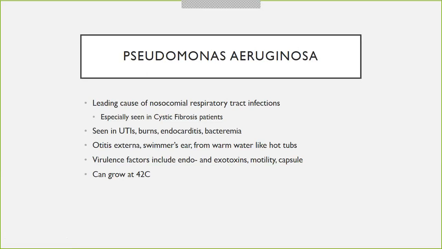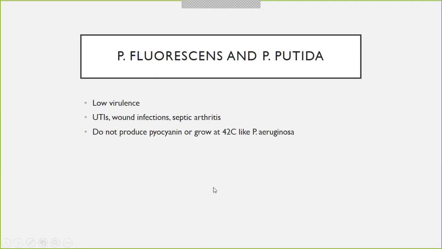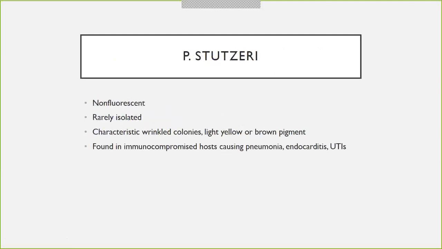All right, so we do grow Pseudomonas typically at 35 to 37. They can grow warmer, but you just put them in the incubator at 35 to 37 like everything else. Some other Pseudomonas are pretty low virulence. Once in a while, you'll see them pop up with a UTI or wound, but they're not going to be anything too much. You've got fluorescens or putida here. And then Stutzeri, very rarely isolated, so I'm not going to focus on this one at all.